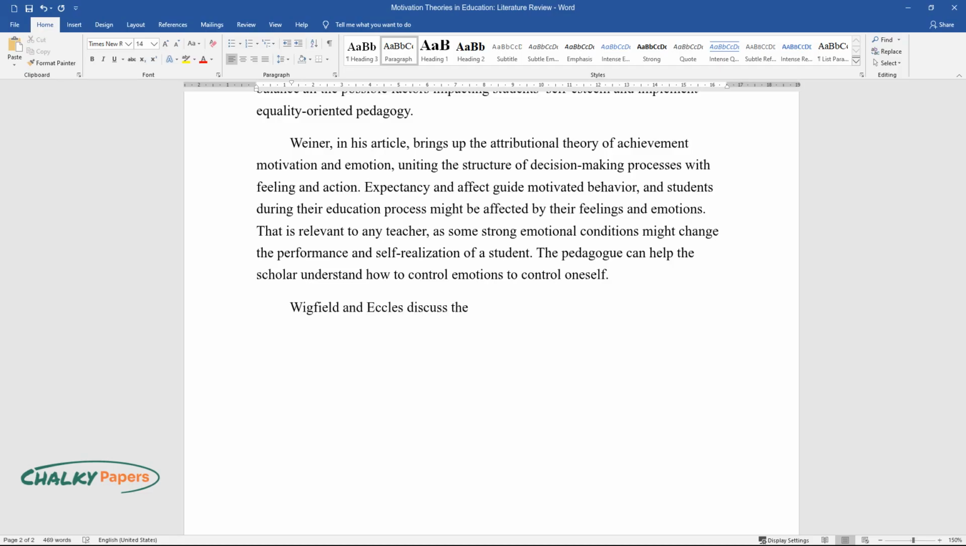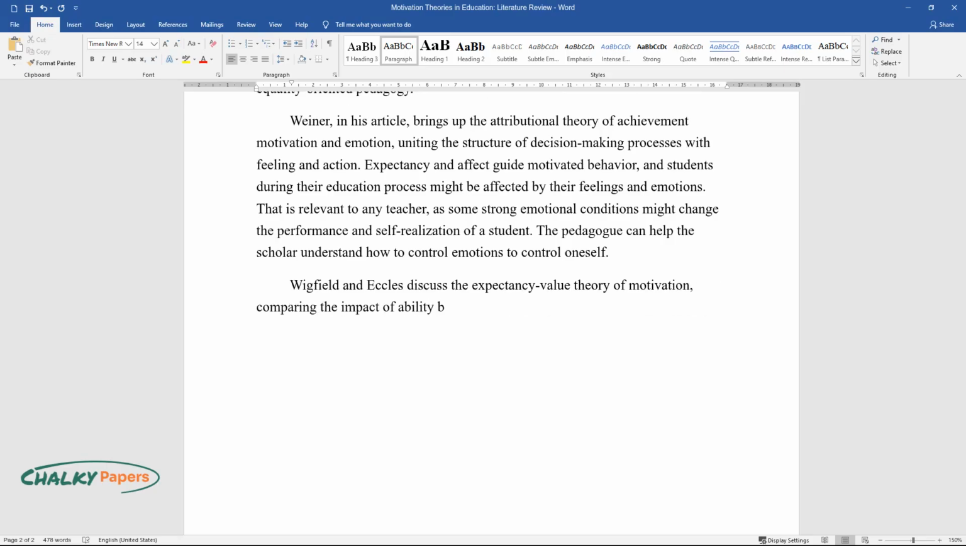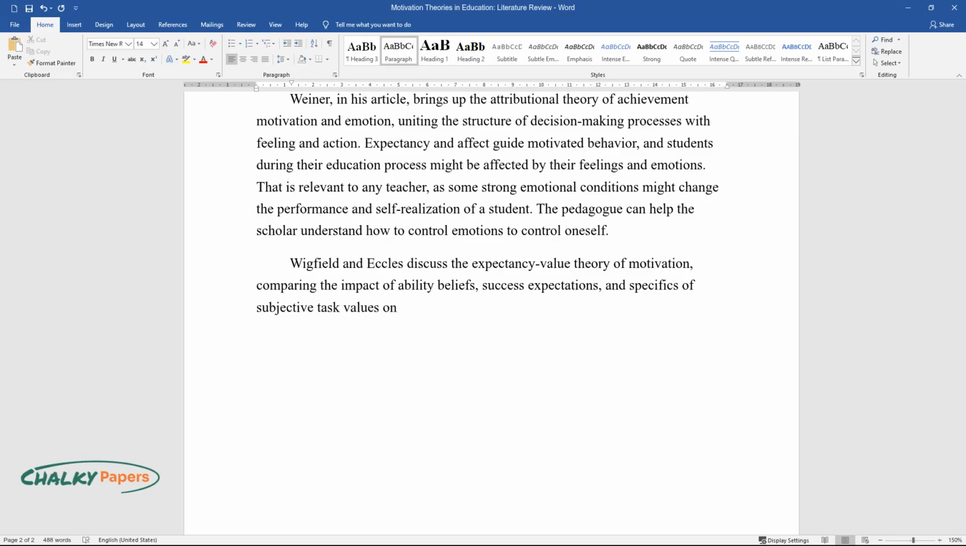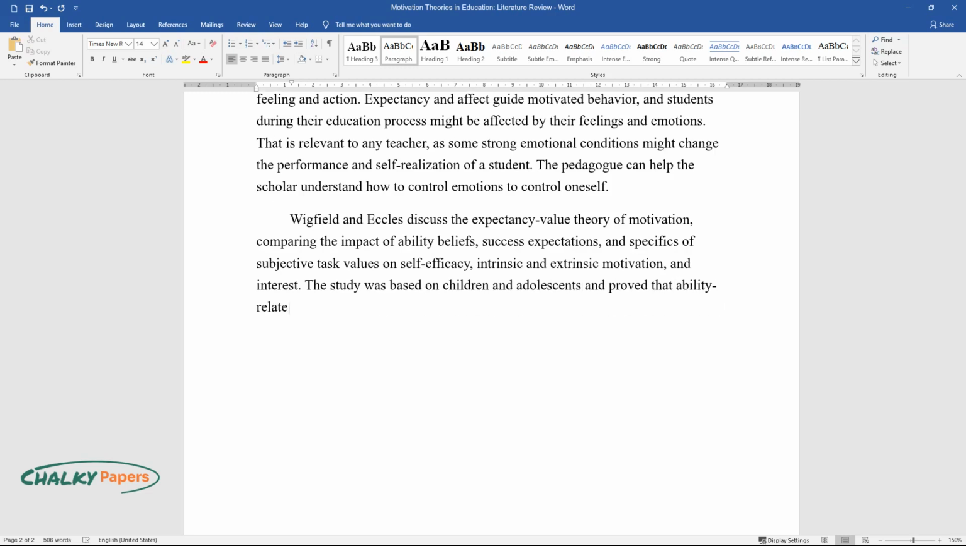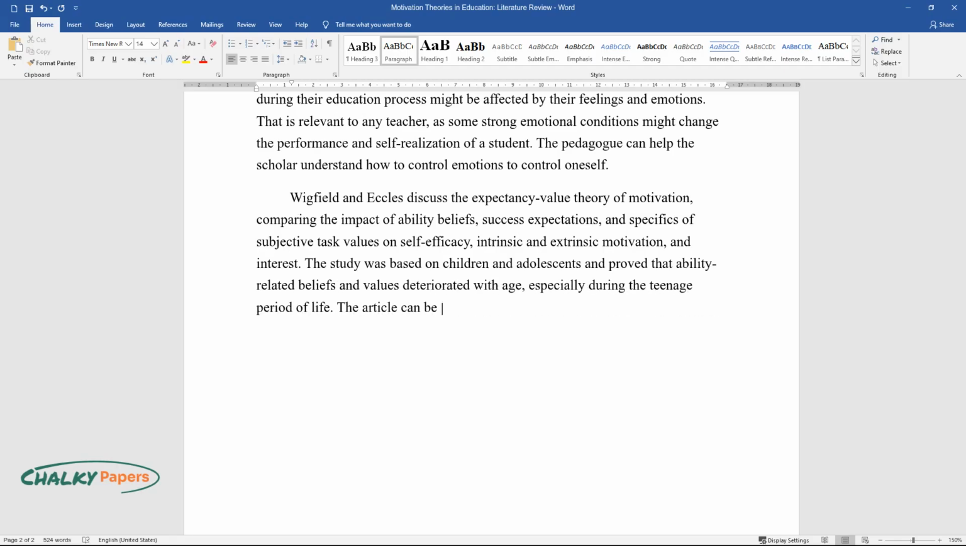Wigfield and Nicholls discuss the expectancy value theory of motivation, comparing the impact of ability beliefs, success expectations, and specifics of subjective task values on self-efficacy, intrinsic and extrinsic motivation, and interest. The study was based on children and adolescents and proved that ability-related beliefs and values deteriorated with age, especially during the teenage period of life.